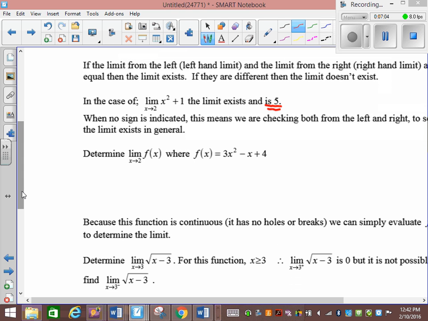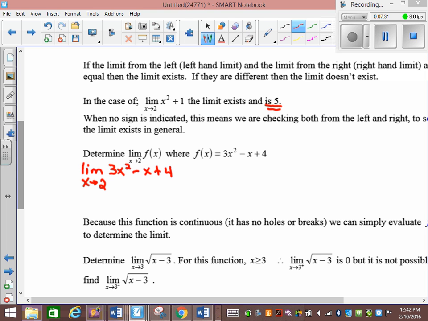So we're going to look at this one. Determine the limit as x approaches 2 of f of x. So what I told you before we even did any of this, I told you guys that the first thing you want to do is you always want to plug in this value first and see if it works, right? So that would be the first thing we do. So the limit as x approaches 2 of 3x squared minus x plus 4.